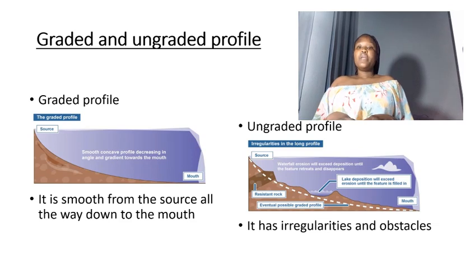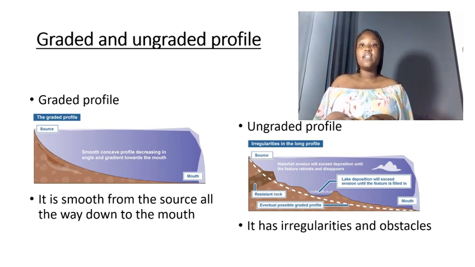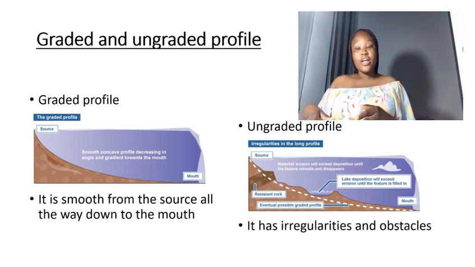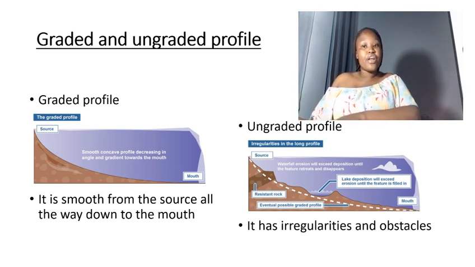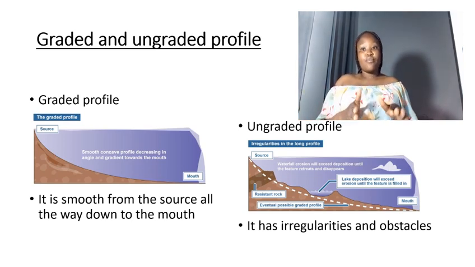Now we're going to be looking at the grading of the river. We have a graded profile and an ungraded profile. A graded profile is smooth from the source of the river all the way down to the mouth of the river. An ungraded profile has irregularities and obstacles, right? So now I'm going to tell you guys how we move from a graded profile to an ungraded profile.